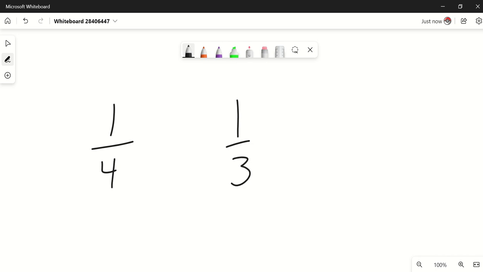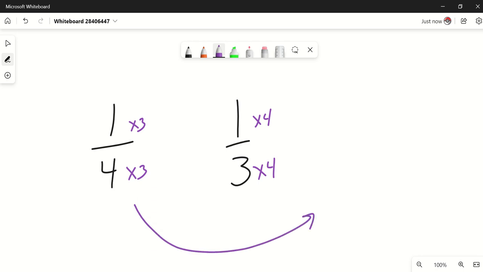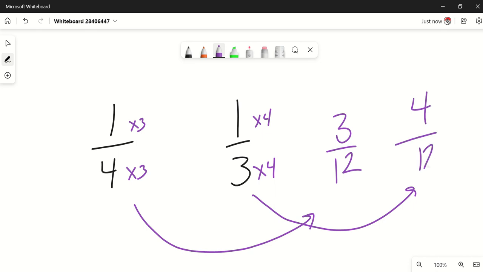Because if we were to compare these without doing a chart, I would need to change their denominators to be something common. I know that I can't turn 4 to 3 or 3 to 4, but I can make these into something that both of them go into just by multiplying them by each other. And then remember, you need to do the same up here. So 1/4 would become 3/12, and 1/3 would become 4/12, meaning 1/3 is slightly bigger than 1/4.